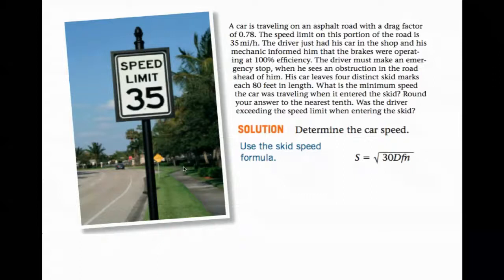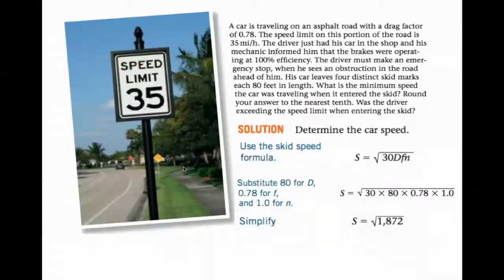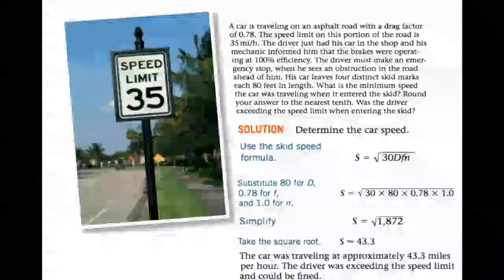S equals the square root of 30 dfn. There are the substitutions that we put in the formula. We simplify the square root of 1872. The car was traveling at about 43 miles per hour. Guess what? You can't fight this data.